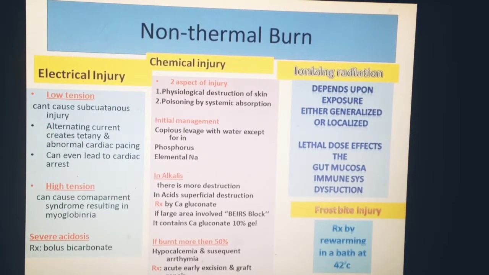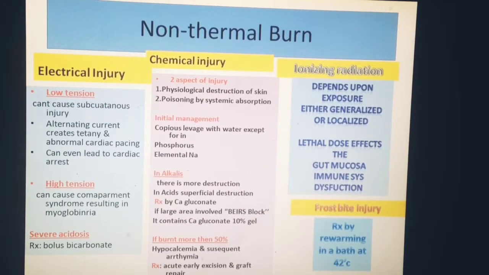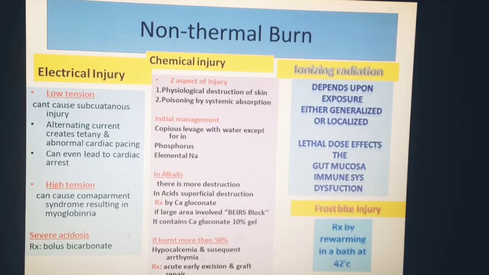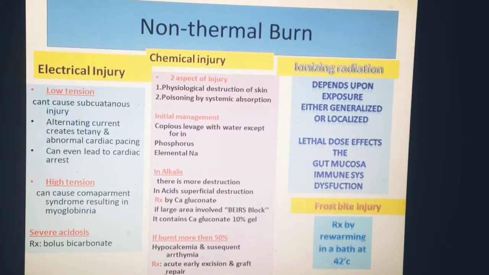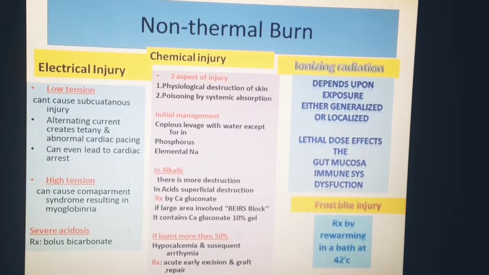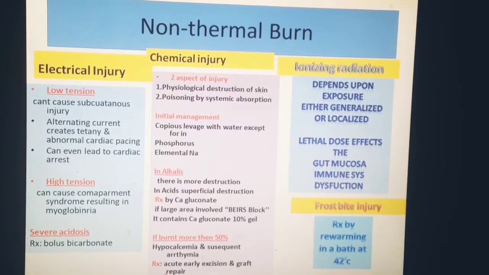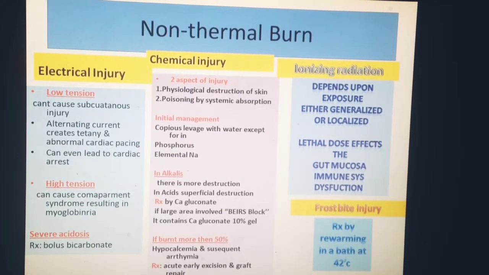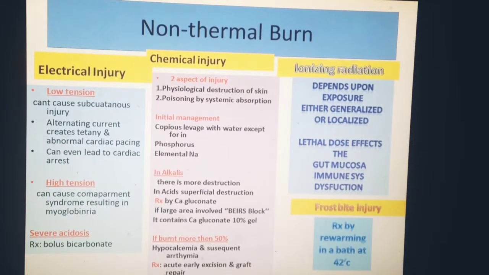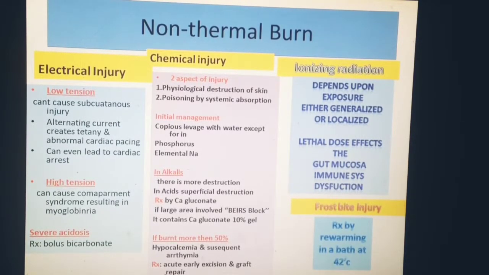So for treatment, we give the patient calcium gluconate. If a large area is involved, we give them a Bier's block, because what Bier's block does is inhibit the neurons, so the patient cannot perceive pain. This block also contains calcium gluconate 10% gel, which also has an analgesic effect. If the burned total body surface area is more than 50%, hypocalcemia and subsequent arrhythmia can also result. So, in such a patient with more than 50% burn, we give acute early excision of that burn area, and we repair that area by grafting.